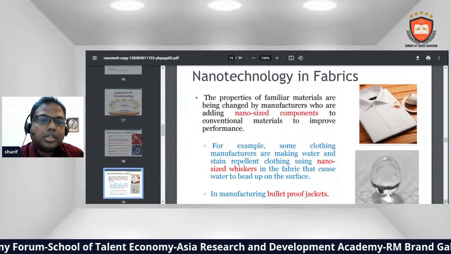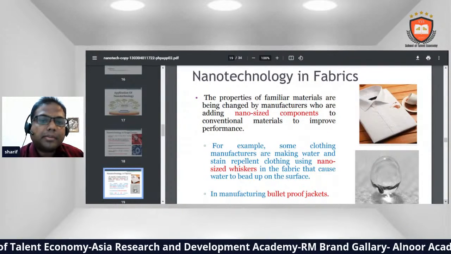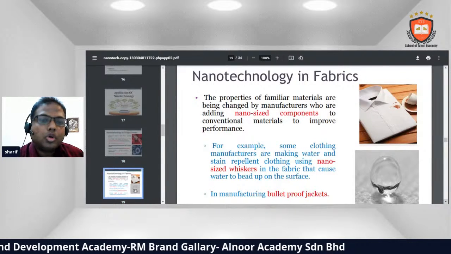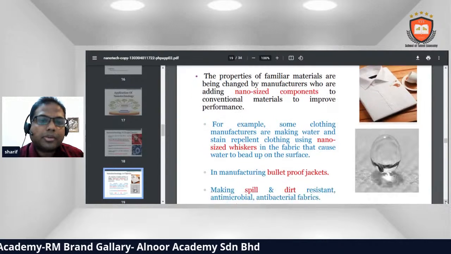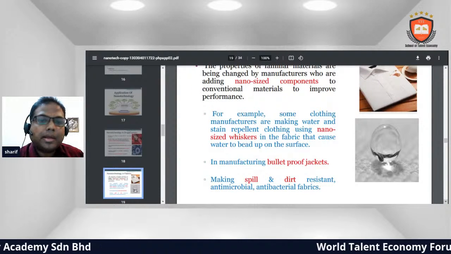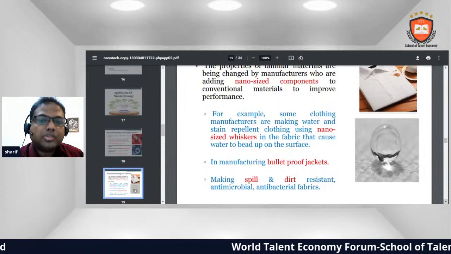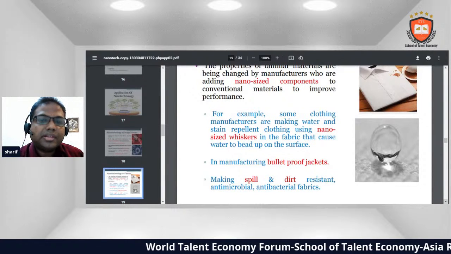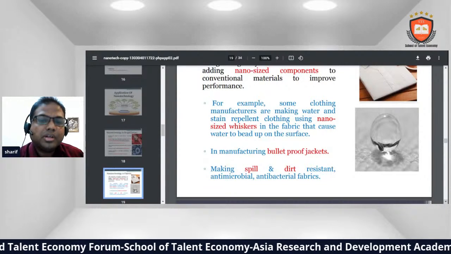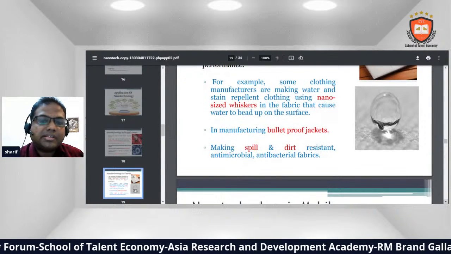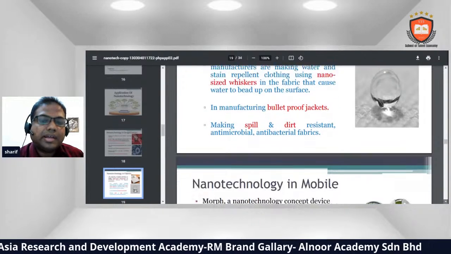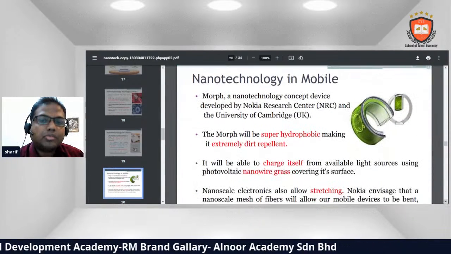Nanotechnology in fabrics. The properties of familiar materials are being changed by manufacturers who are adding nano-sized components to conventional materials to improve performance. For example, some clothing manufacturers are making water and stain repellent cloth using nano-sized whiskers in the fabric that cause water to break up on the surface. Uses include bulletproof jackets, spill and drink resistance, antimicrobial and antibacterial fabrics.